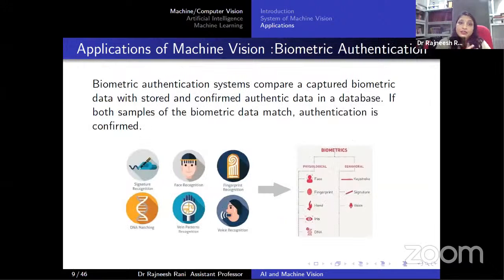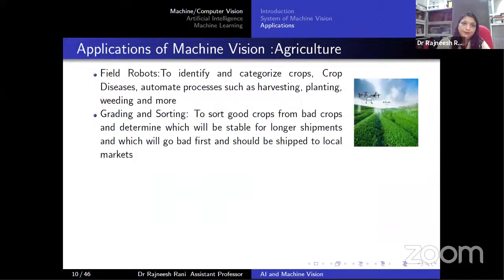Next is machine vision for biometric authentication. Again, in today's world, whenever you want any mechanism for attendance, you go for the biometric attendance system. That means biometric authentication system. Clear? So you can take the attendance with the help of face recognition, fingerprint recognition, then other types of biometric for other applications, signature recognition, then DNA matching. So a number of applications are there in which you use machine vision.